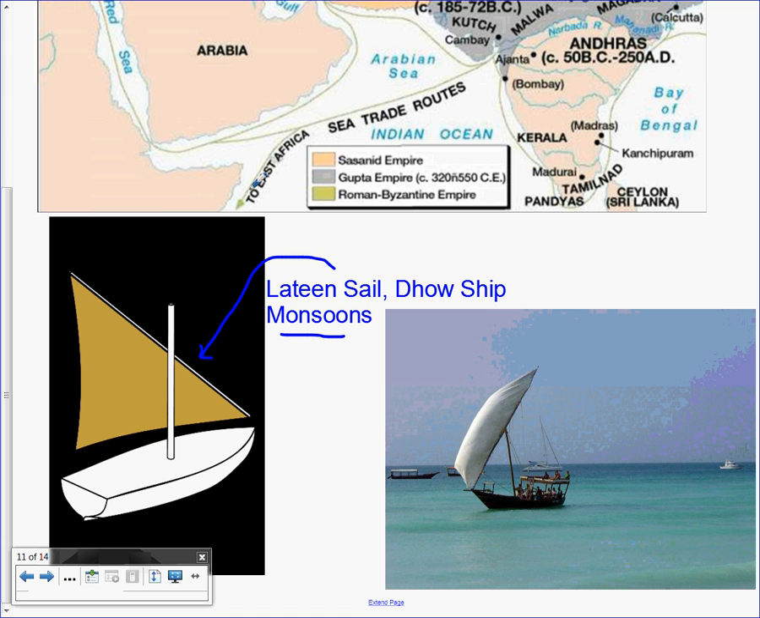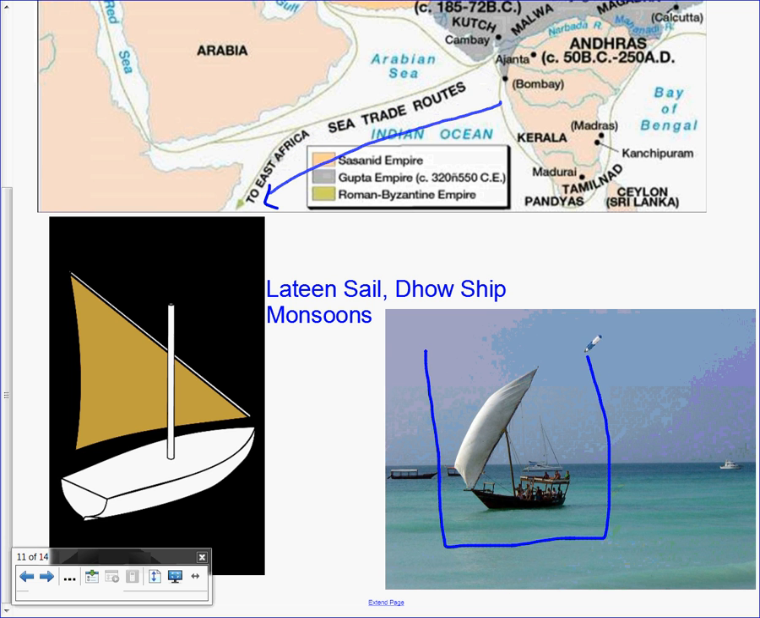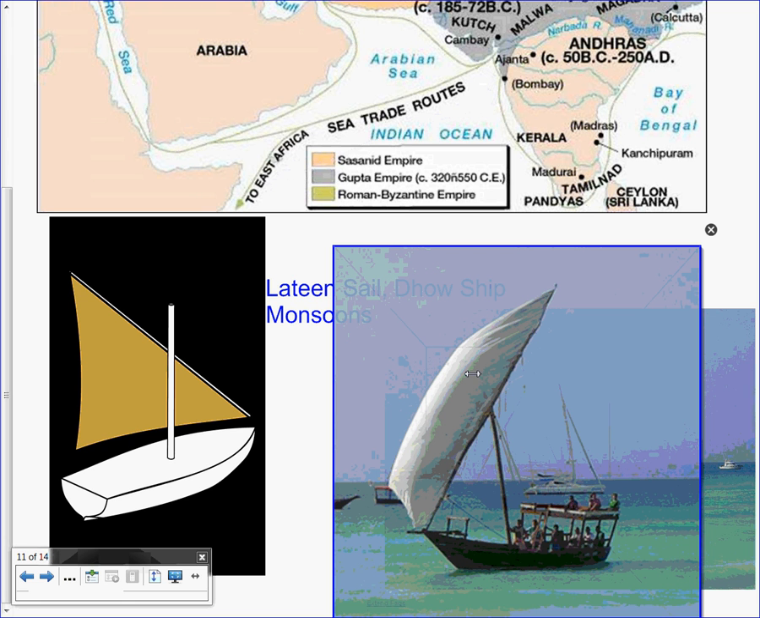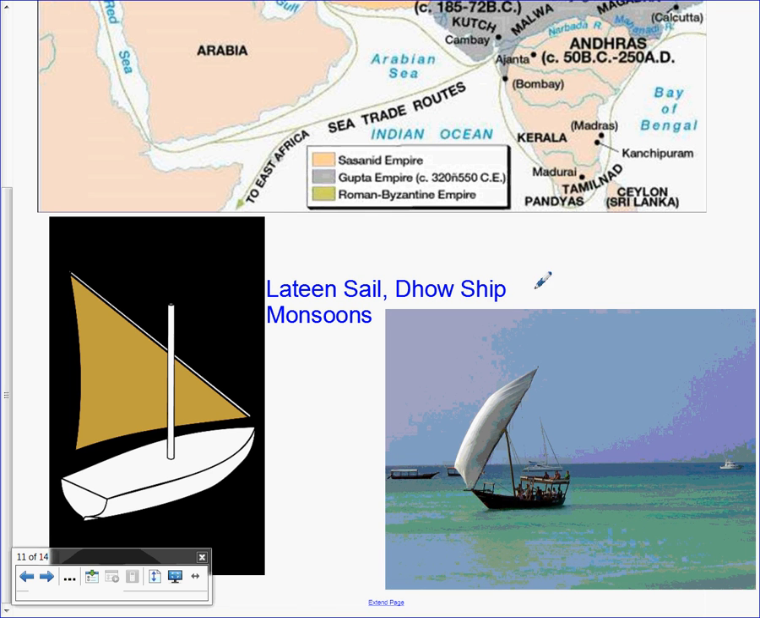So you could get stuff in East Africa and bring it to India and then trade it and then sail back next season. And you could get those goods from the trade routes. So this is the lateen sail in action. They're super easy to move around for catching the wind. And this ship, by the way, is called a dhow ship.